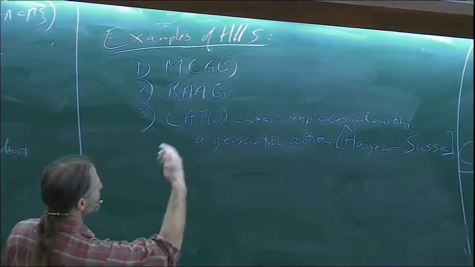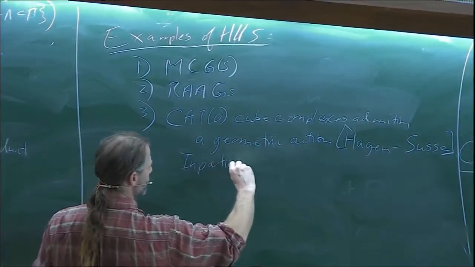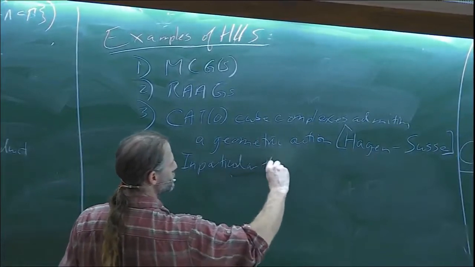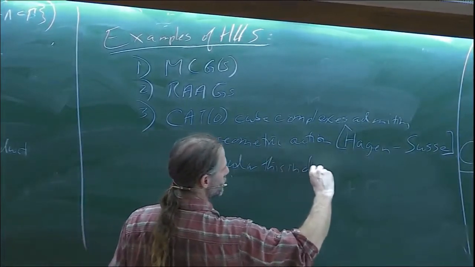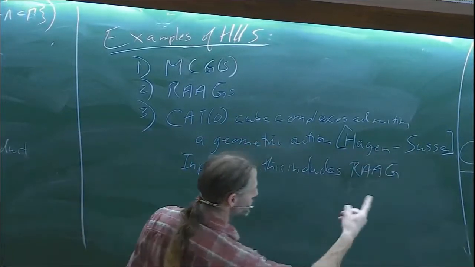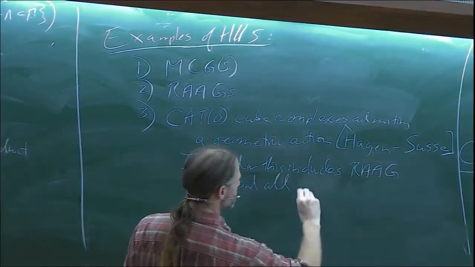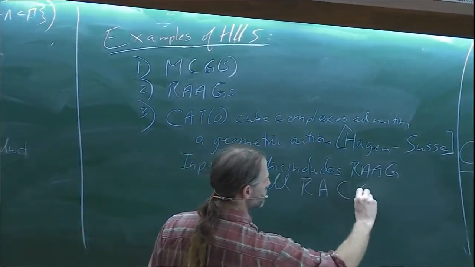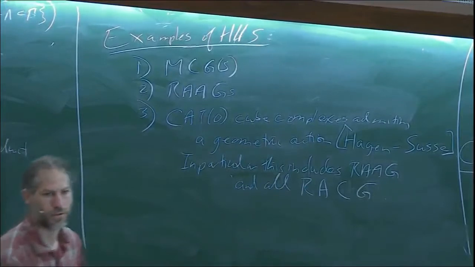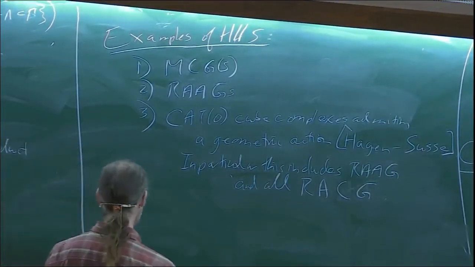Okay, so that in particular, I should say, this includes all right-angled Artin groups. We had already shown that, and all, I'll just abbreviate this, right-angled Coxeter groups, if you know what that is. We're not going to talk about those much, so I'll just say that. But if you care about it, it includes those as examples.